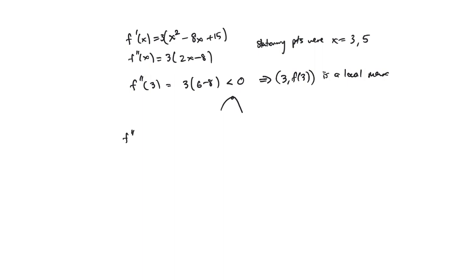And if we compare that to the other point at 5, f double prime of 5 would be 3 times 10 minus 8, which is definitely positive. And so 5 comma f of 5 is a local min. The picture this time is concave up, looks sort of like that. And so what did we just go through? We went through a minimum point. Okay, so hopefully this is a pretty good recap of the optimal values, local maxes and mins that we studied before. But we're going to take this further.